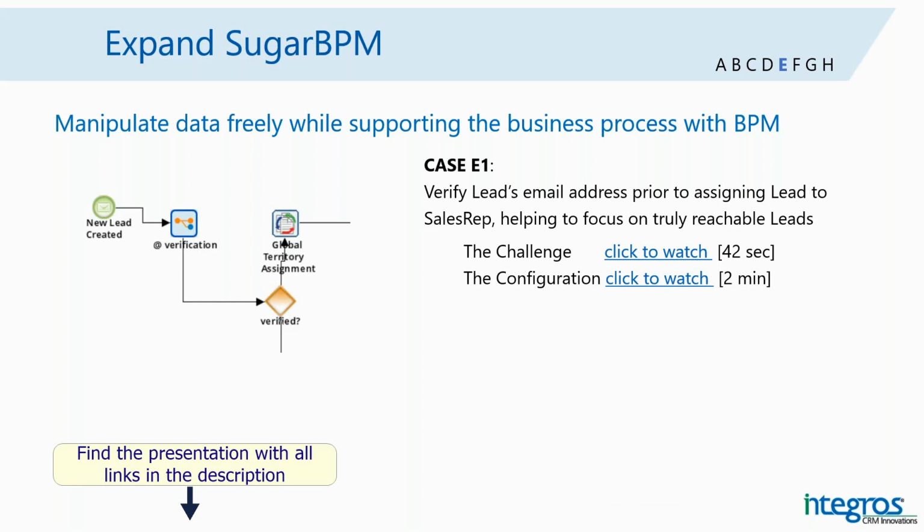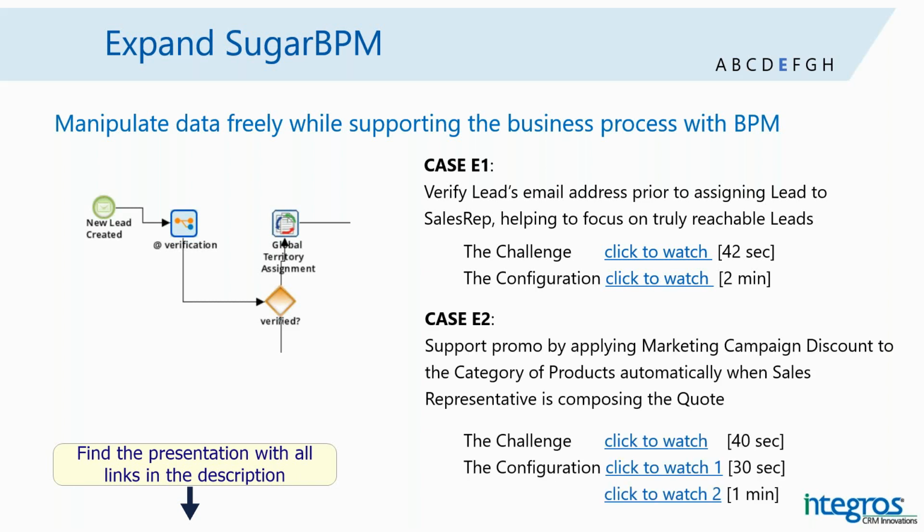And the second example is a sales business process to incorporate sales and marketing departments by applying special offers provided by the marketing team to the particular products offered by the sales team. Searching those offers is quite a low-level task, quite manual. So that is why it is configured as one step of the whole sales process.